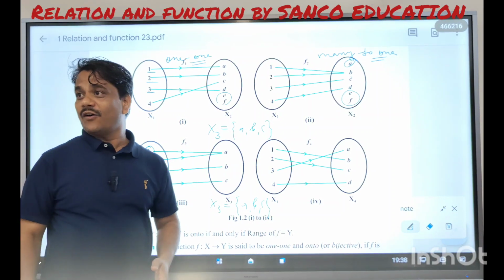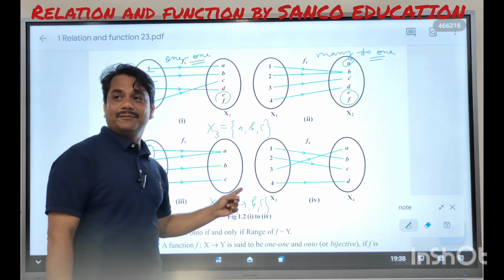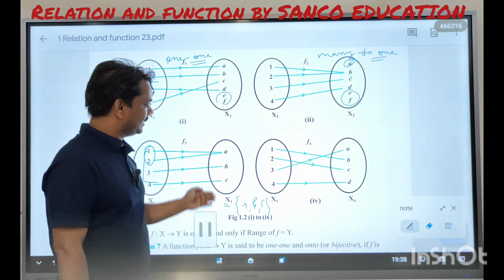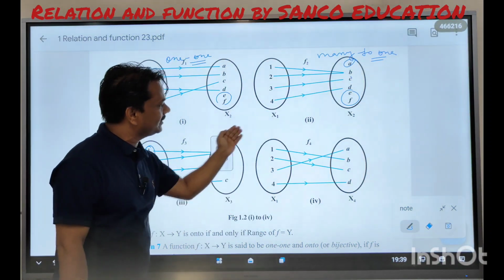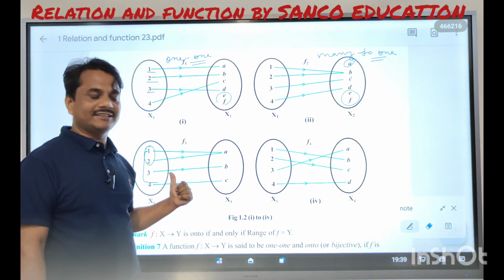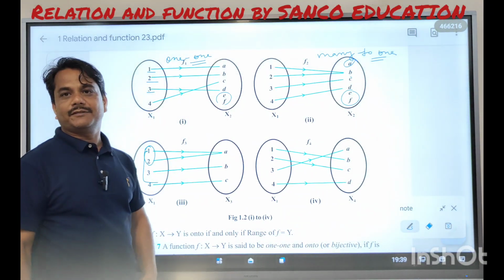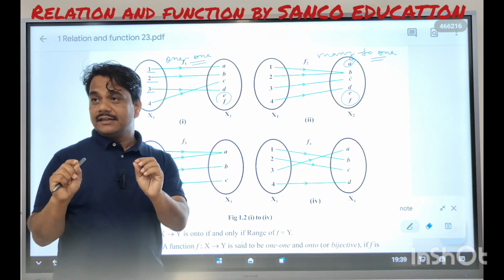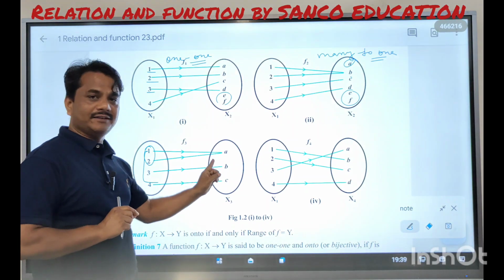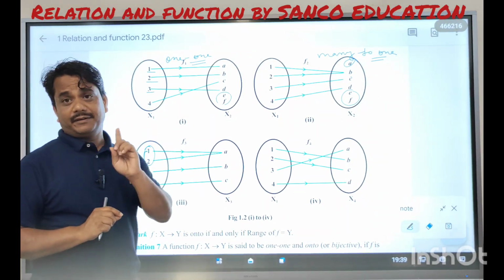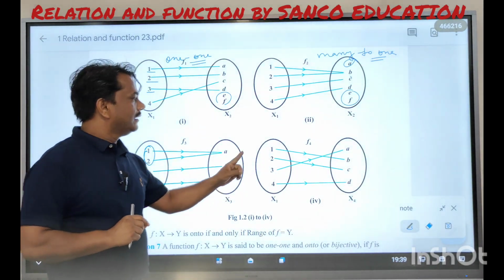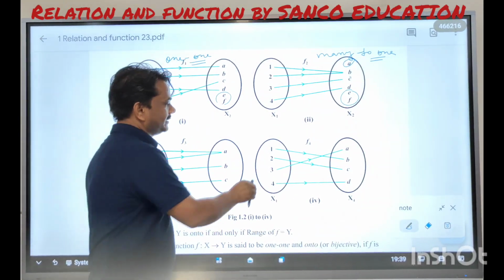Range is the collection of all elements from the second set that are associated with the elements of the previous set. Is it or not? So it is many to one. Finally, what you have to keep in mind is that the definition of onto is given on the basis of the second set. Whenever we see onto, we look at the second set.